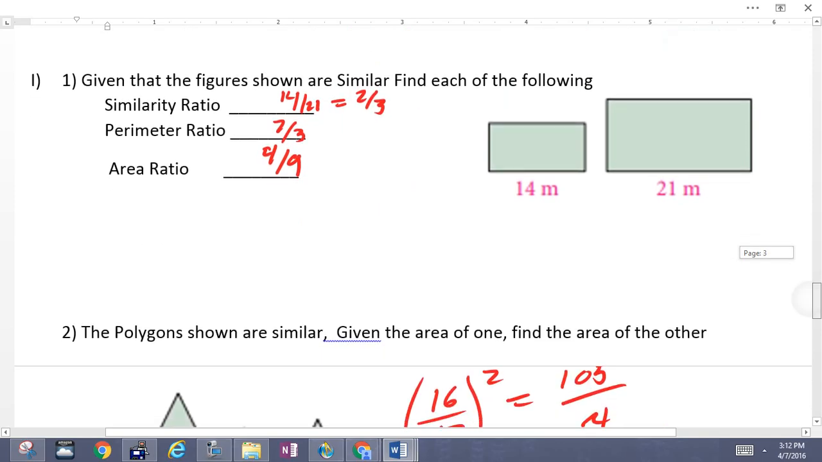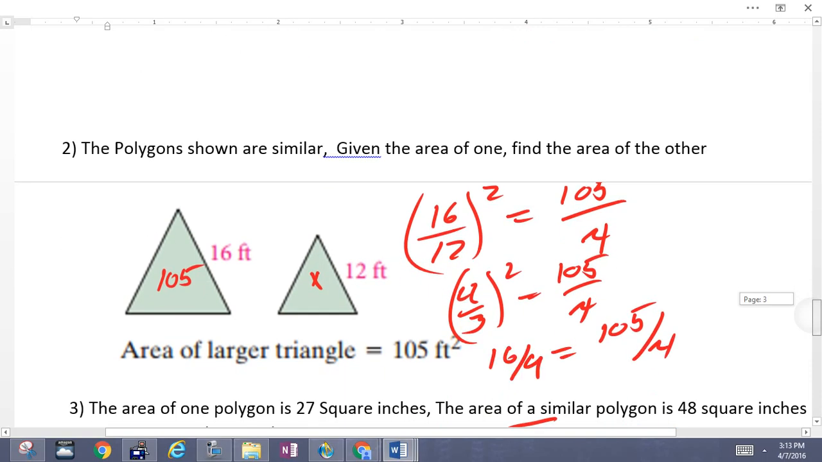These similar triangles are in a similarity ratio of 14:21, which of course is 2 to 3. It's the same as the ratios of the perimeter. The ratio of their areas is that squared, which of course is 4 to 9.